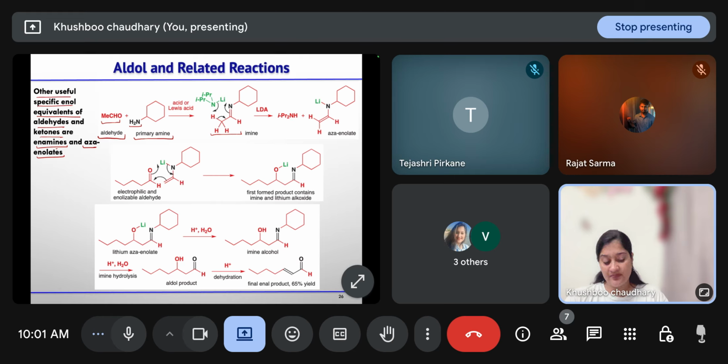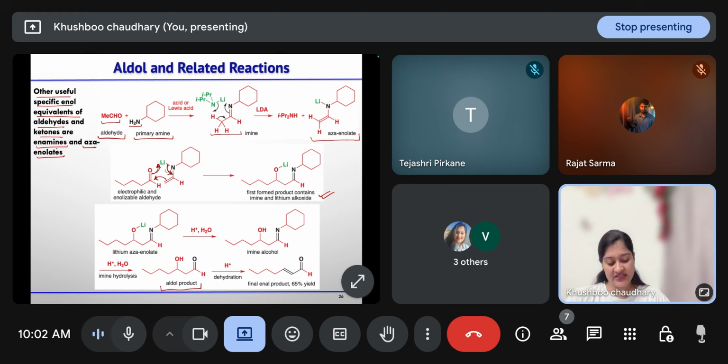Then we are treating it with base, LDA. So alpha proton abstraction will take place, and this lithium azaenolate will generate. Once this forms, we will react it with some other aldehyde. Oxygen will coordinate first with lithium, and then through a cyclic mechanism, these electrons will fall here. It will attack the electrophilic carbonyl carbon, and an O-Li species will generate. On hydrolysis, OH will form, and imine hydrolysis will give you the aldol product.